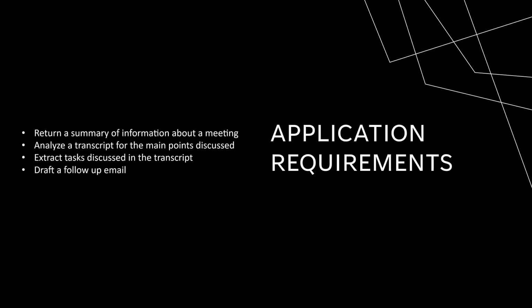The API will take information about a meeting and return a summary of it. It will also analyze the transcript of the meeting for the main points discussed, and it will even extract tasks discussed in the transcript along with the person assigned and the due date. And after that, it will draft a follow-up email to be sent 1 week from the date of the meeting. Then it will convert the summary to a PDF and save it. All of this takes well under 100 lines of code thanks to Ollama, FastAPI, and Python.